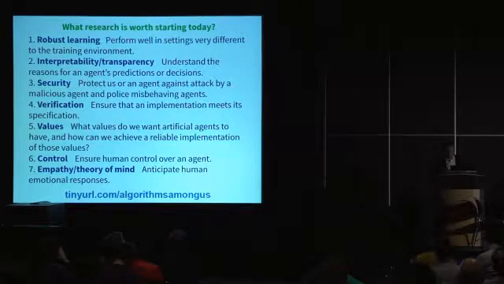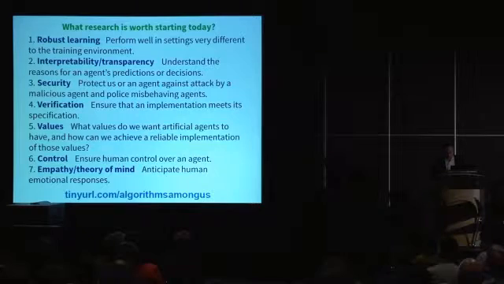A fourth area is verification. That's ensuring that an implementation meets its specification. A fifth area, a very interesting one, is values. This has been touched on before with the idea of inverse reinforcement learning. Perhaps we could learn values from people, but more generally, what values do we want an artificial agent to have, and how can we achieve a reliable implementation of those values? This area is sometimes called validity.